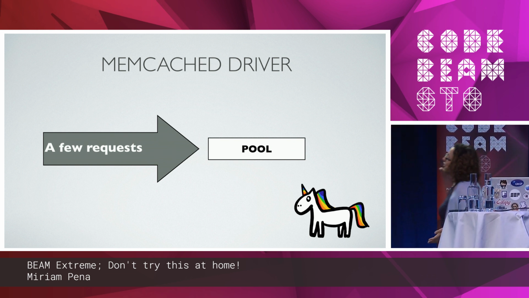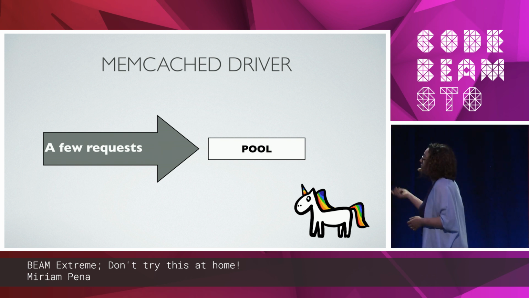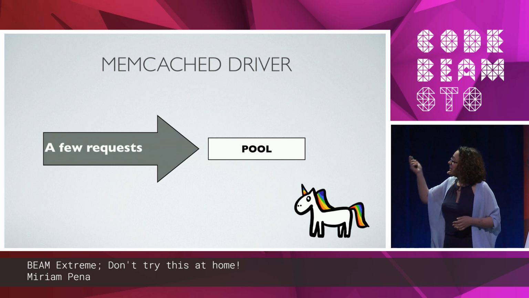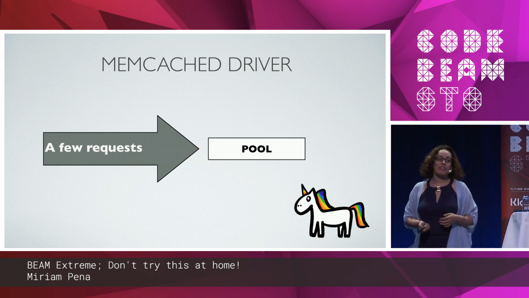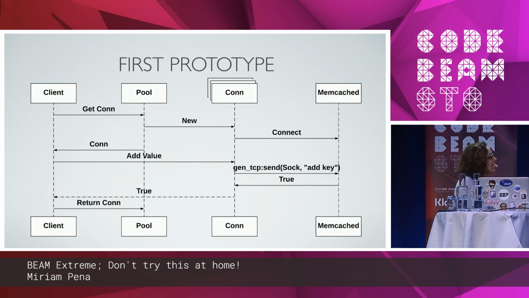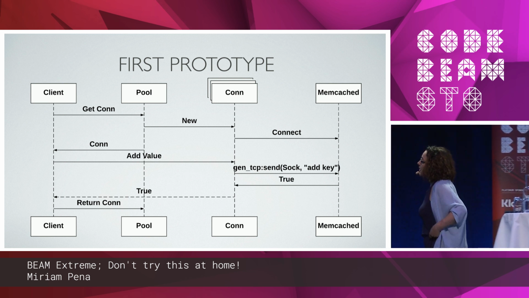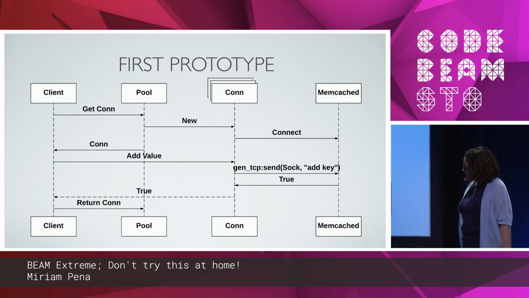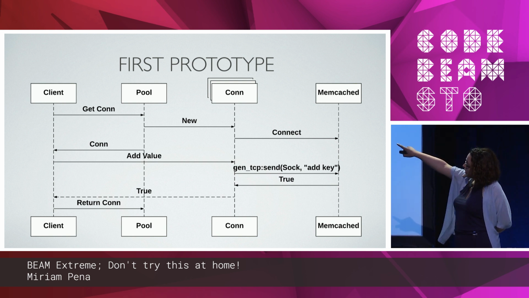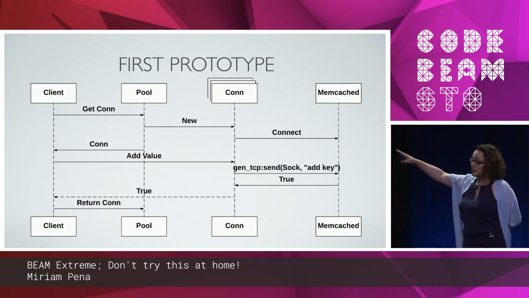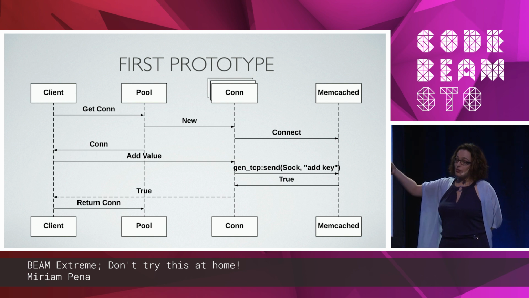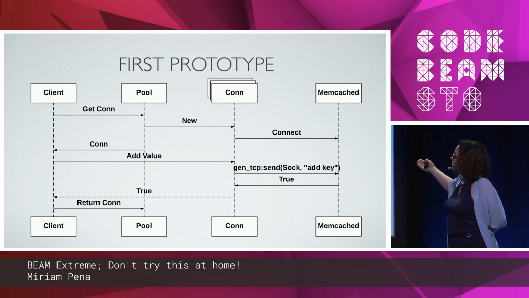We have a Memcached driver. What you would normally do is to have a pool. And that pool will receive a few requests, and everything is happy. The first prototype would be something like this, which is probably something we've all worked with. So the client will ask the pool for a connection. If it has one, it will be returned. Otherwise, it will create a new connection.